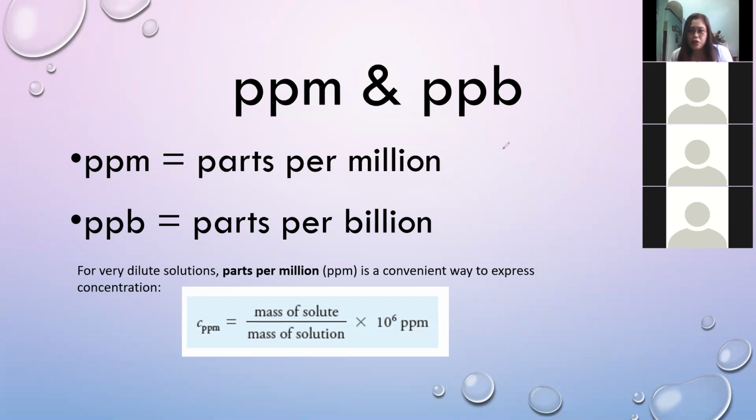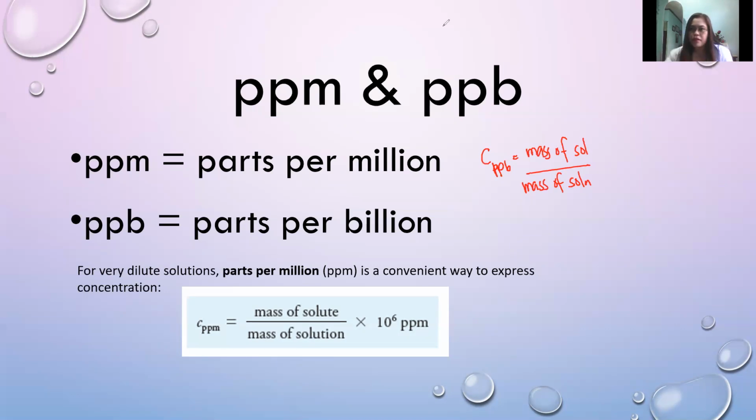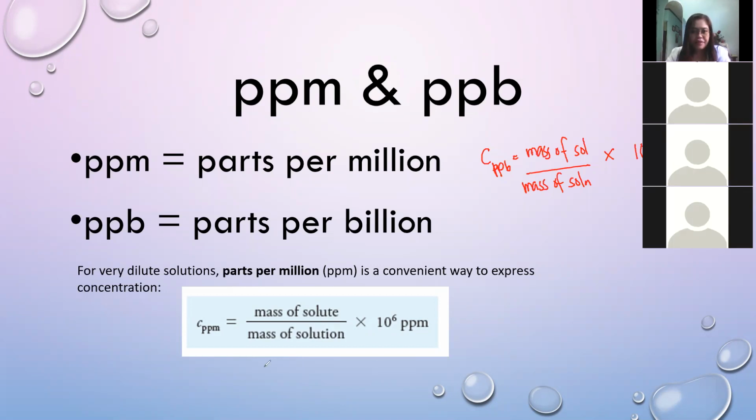I forgot to put the ppb here. So for ppb, it's still the mass of solute divided by the mass of solution. This time, since it's ppb, times 10 to the power of 9 ppb. Okay? So 9 for ppb, and for ppm it's 6. So do not forget the formula.